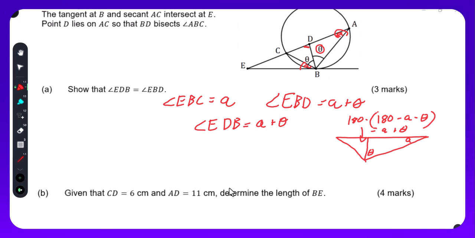Now, because we end up getting EDB equals alpha plus theta, which we call the sum of interior angles, that therefore means that EBD and EDB are the same.